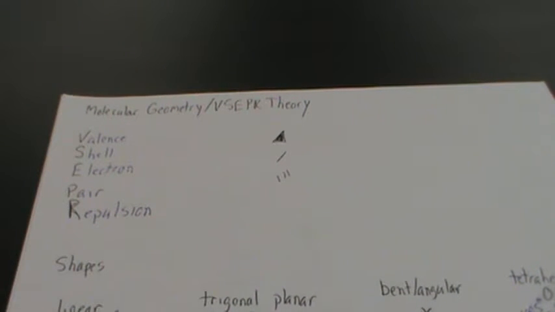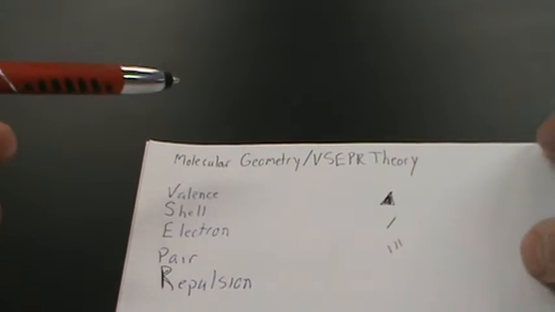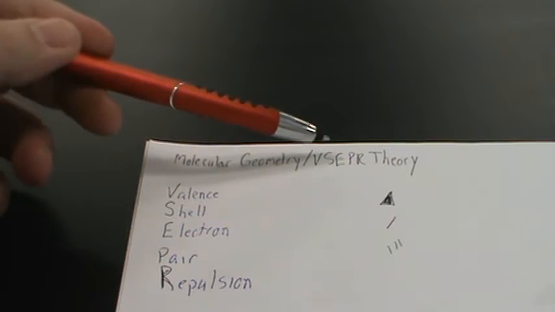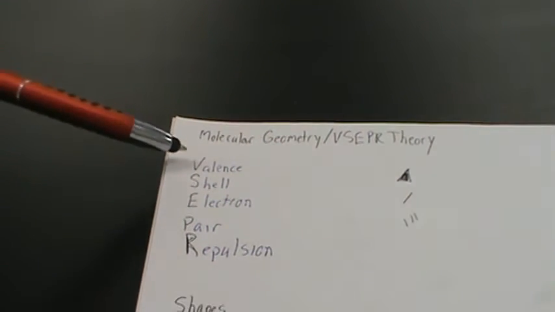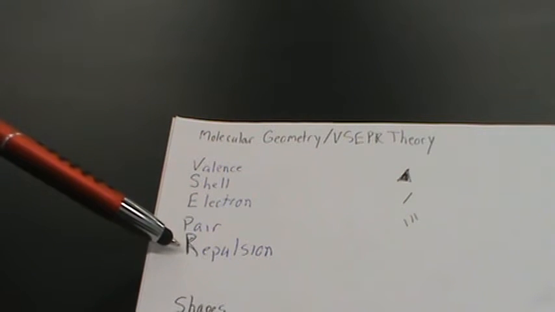Okay, in this video we're going to talk about how to go from two-dimensional Lewis structures to three-dimensional shapes. Since we're going for three-dimensional shapes, we're looking at molecular geometry, or VSEPR Theory. What does VSEPR stand for? VSEPR stands for valence shell electron pair repulsion.